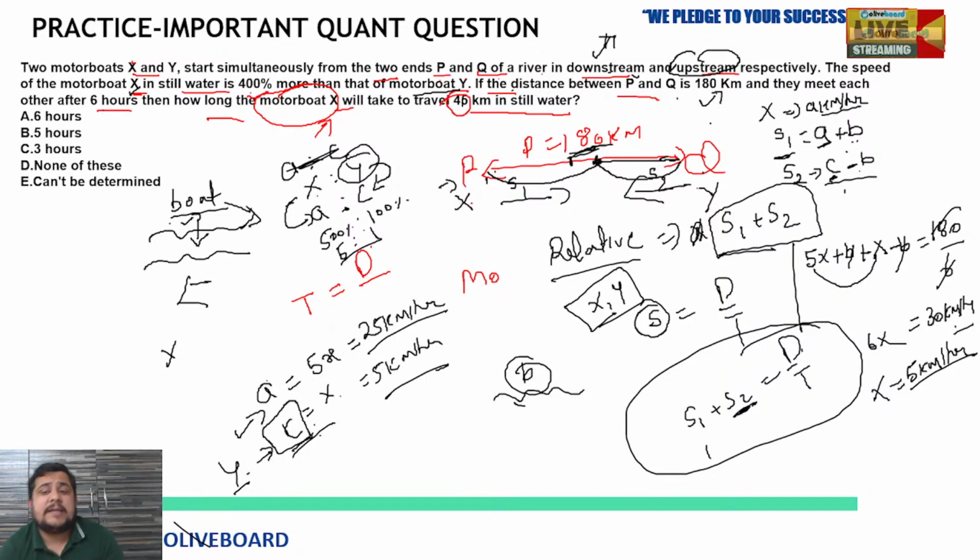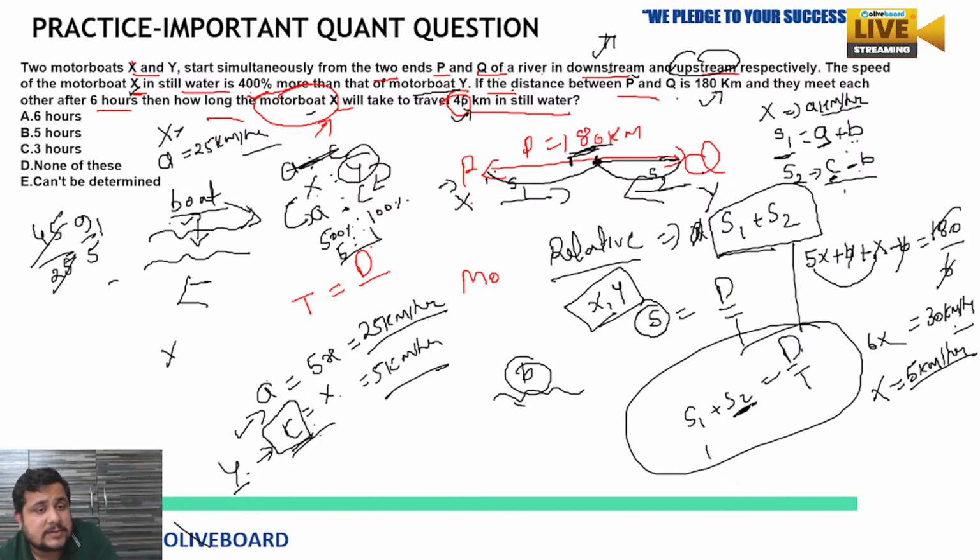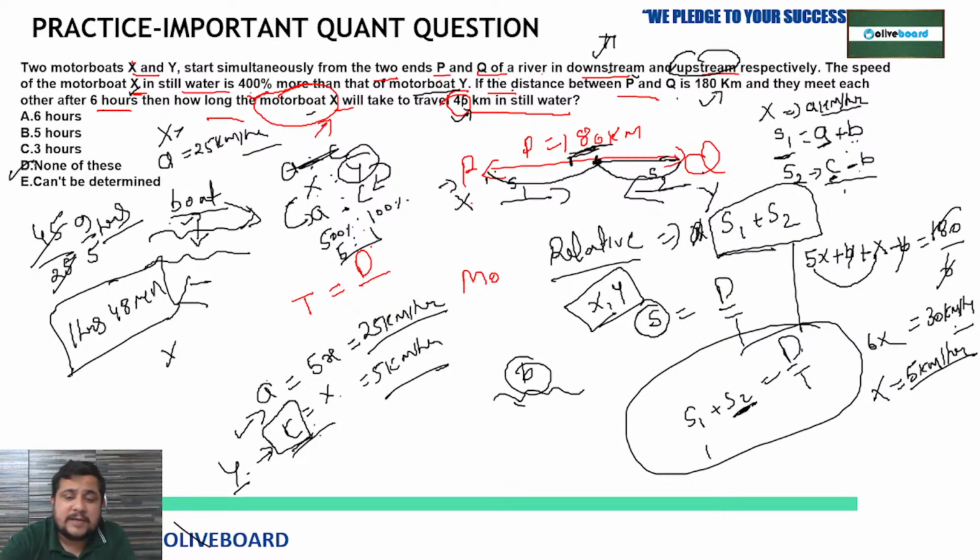So now what are they asking? We have found the values, everything we had considered, and on that basis we have solved. The speed of boat X in still water, which we considered A, is 25 kilometer per hour. They were asking how much time motorboat X will take to travel 45 kilometer. So 45 by 25, you can cancel it by 5, so 9 by 5 hours. That would be 1 hour and 48 minutes when you convert. Is this given in the options? No. So none of these. Option D would be the correct answer here.